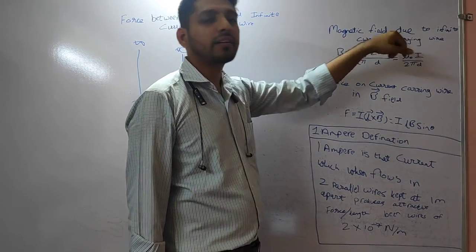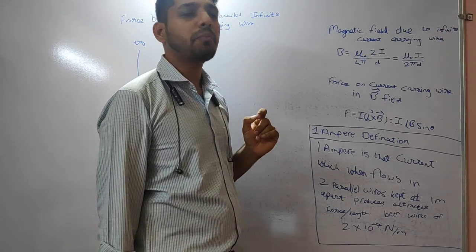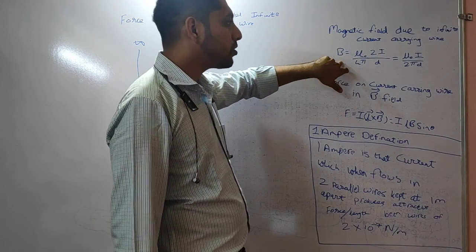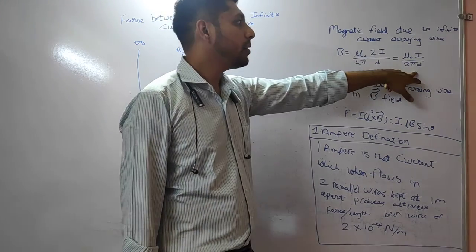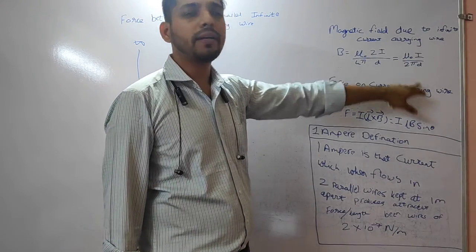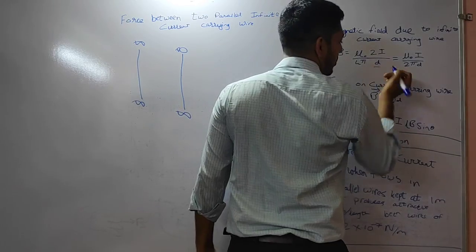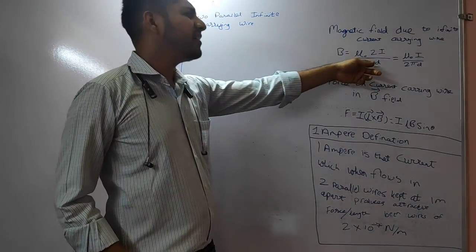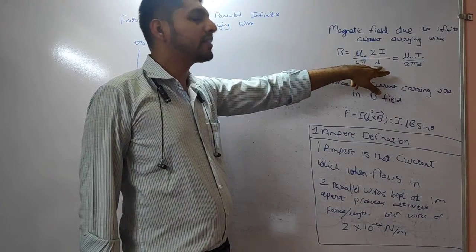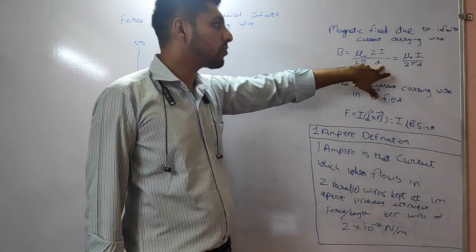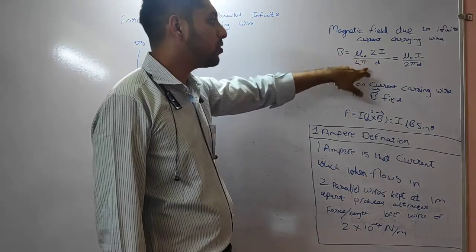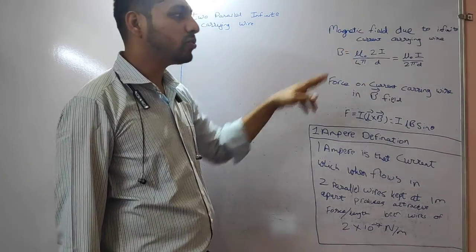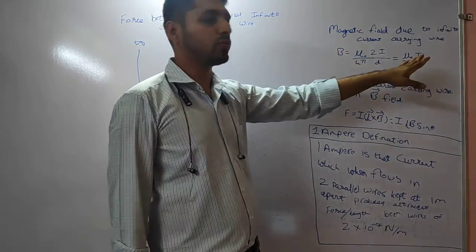Magnetic field due to an infinite current carrying wire, which we had studied in Biot-Savart law, had the formula mu 0 2I upon 4 pi d, or you can also write it as mu 0 I upon 2 pi d, where d is the distance. We had taken d as r also; it is just the distance from the wire. Here I have taken mu 0 upon 4 pi because we know its value, 10 raised to minus 7, or you can simplify it also.